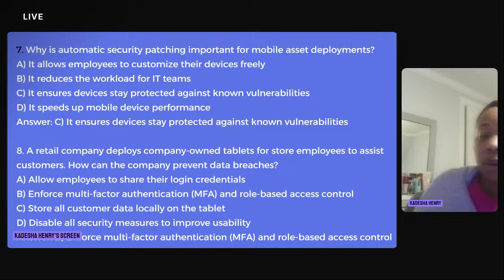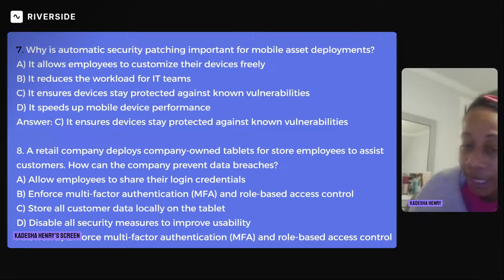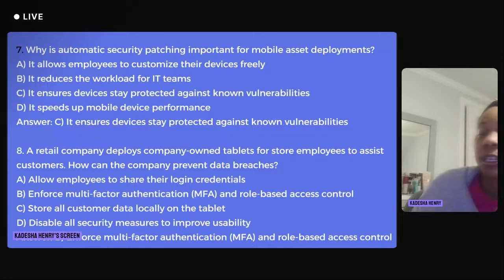A, allow employees to share their login credentials. B, enforce multi-factor authentication and role-based access control. C, store all customer data locally on the tablet. D, disable all security measures to improve usability. So one of the things that you can do is enforce multi-factor authentication and role-based access.